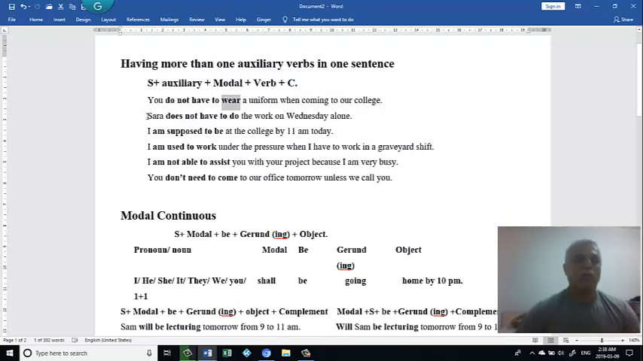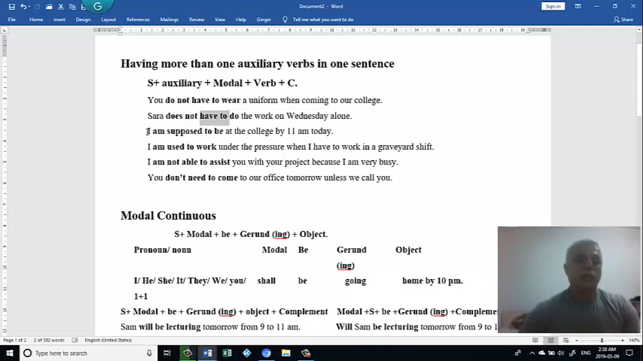If we look at the second sentence, Sarah does not have to do the work on Wednesday alone. Here, Sarah is the subject, "does not" is the auxiliary, then we have the modal "have to," then we have the root of the verb "do," then the complement of the sentence.